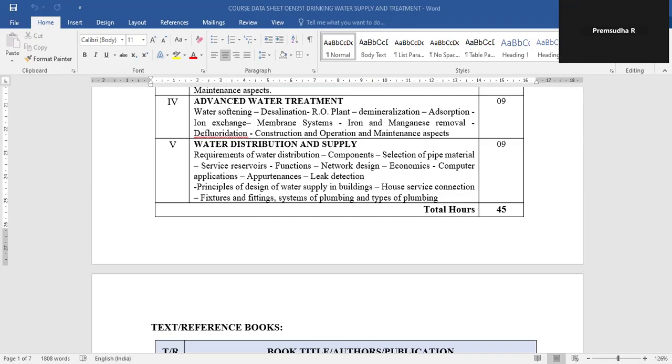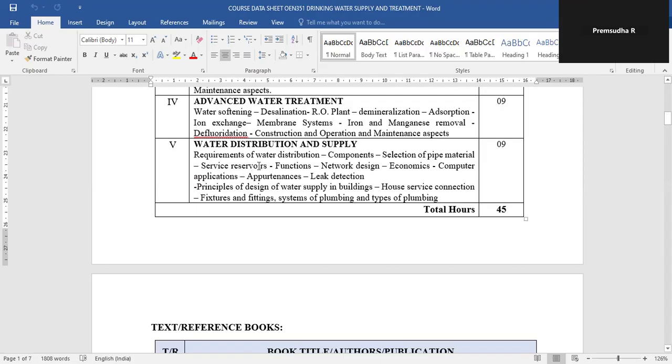First I will go through the syllabus. Here you can see requirements of water distribution, components. If we want to distribute water to the community, we need pipes, pumps and various appurtenances. So what are they? How will you select the pump? How will you select the pipe materials?